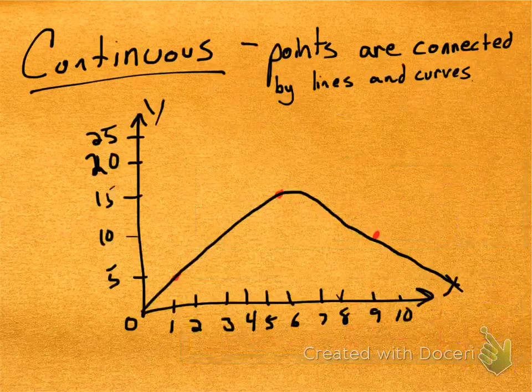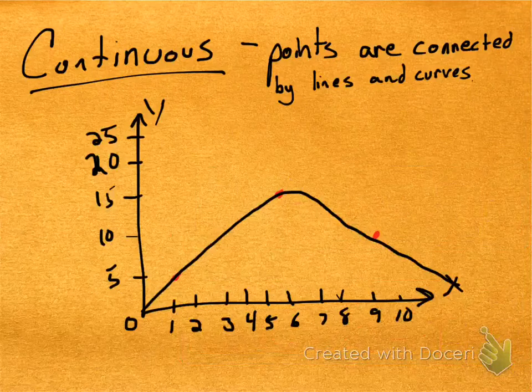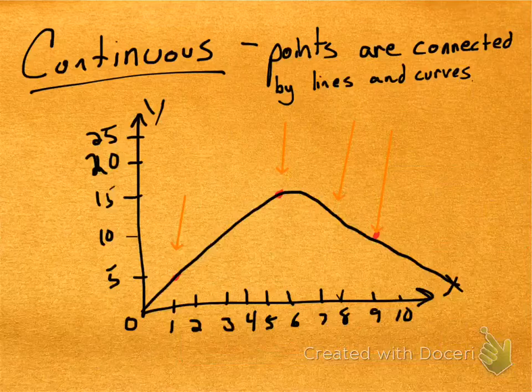Let's talk about continuous. Continuous points are connected by lines and curves. So, they're the little points. You see the little points right here? They're connected by this line, this black line that's right here. That makes it continuous because it connects all the values between here and here. And there's an infinite amount of numbers between those 2 points. So that's why it's considered continuous.